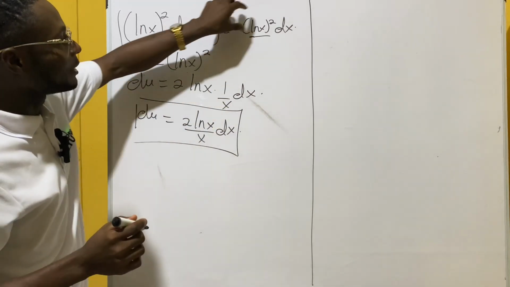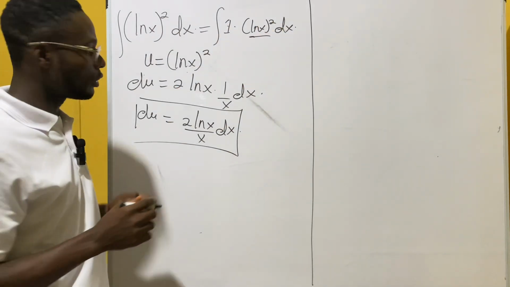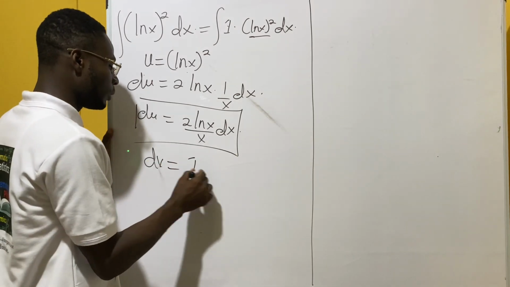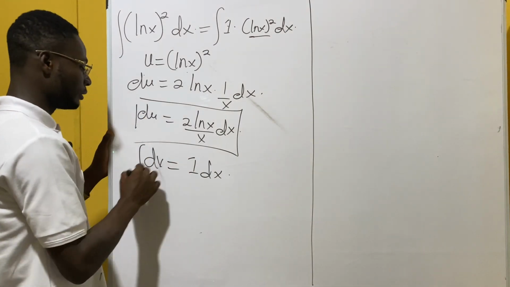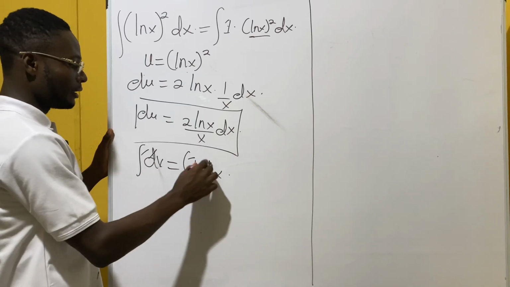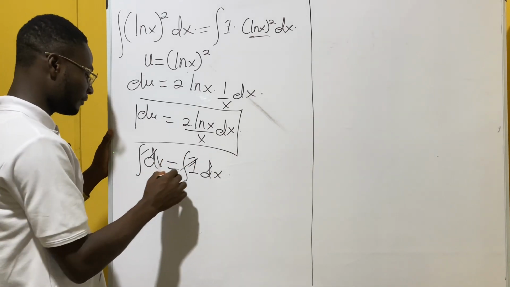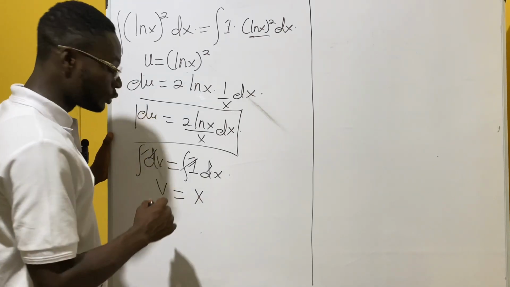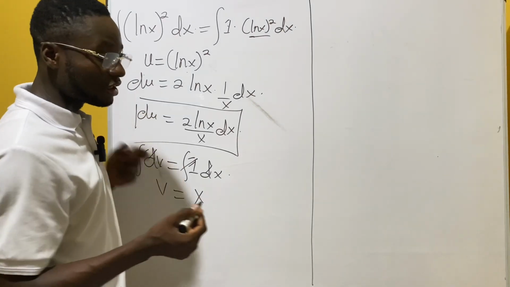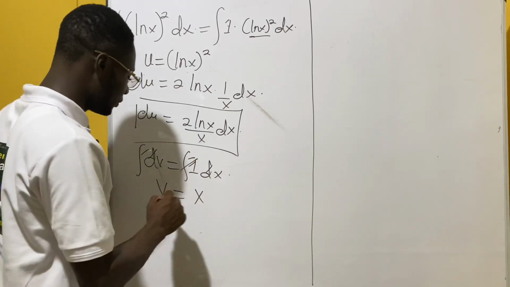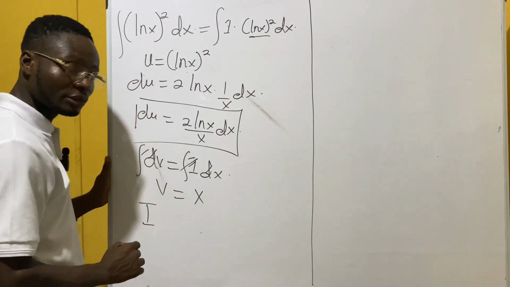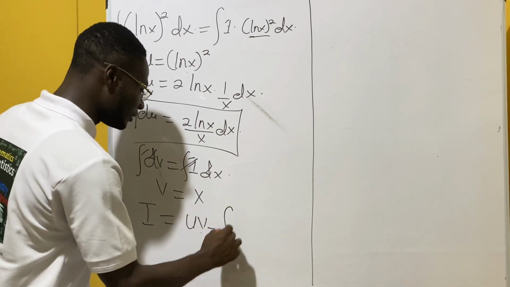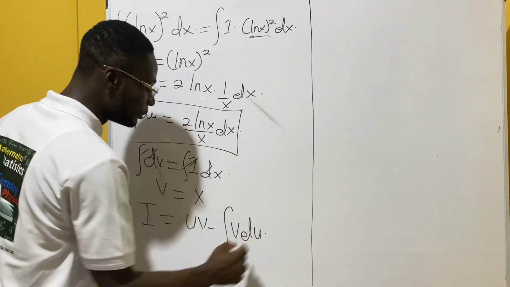Now 1 dx becomes our dv. So we have dv equals 1 dx. Integrate both sides, so we have v equals x. By the traditional way of solving by parts, the integration of this function will be equal to uv minus integral of v du.